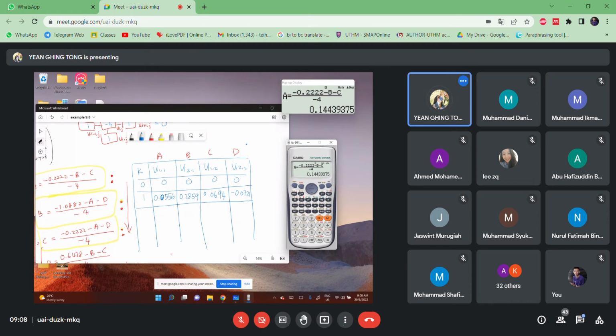So the next A is 0.1444. Equal to 0.2901. Press equal to 0.0736, equal to negative 0.070. Then continue. A is 0.1465. B is 0.2912. And this one is 0.0747. Negative 0.0695. Okay, we cannot stop yet because the difference is still more than 0.0005.